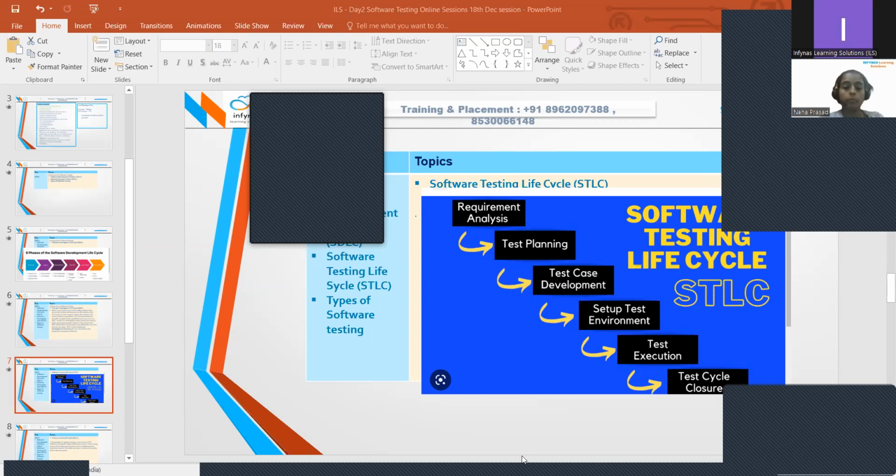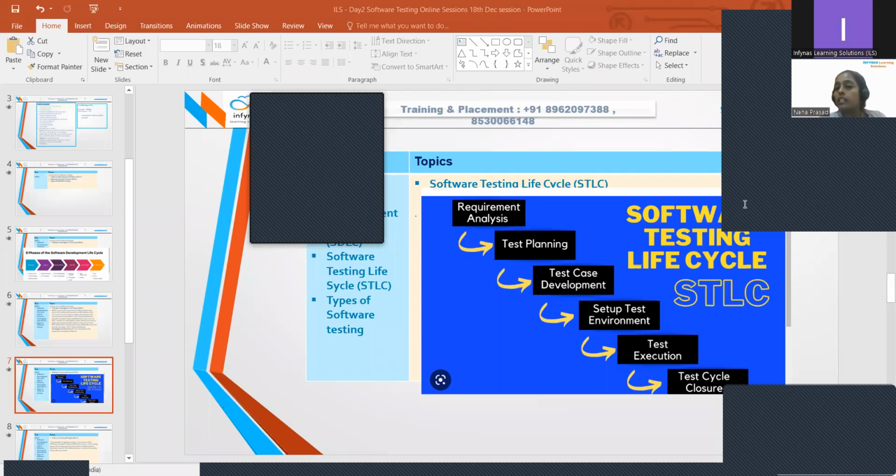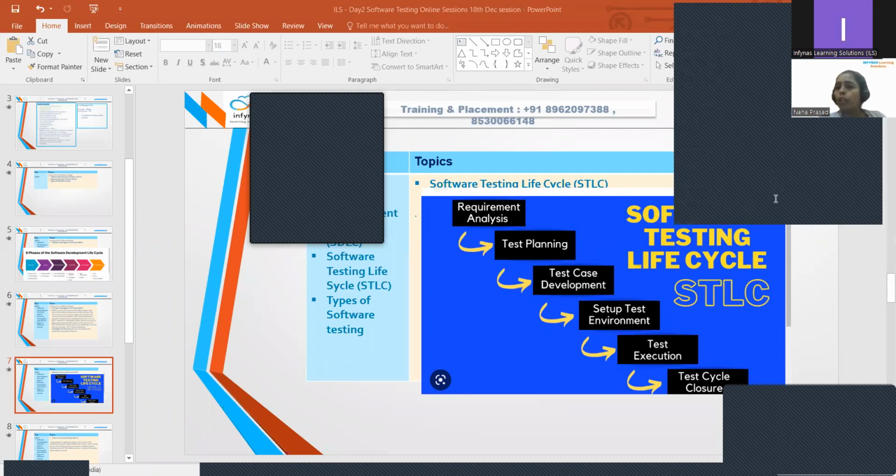ठीक है. The third step is the test case. Now setup of the environment. So guys, this is a very important thing.